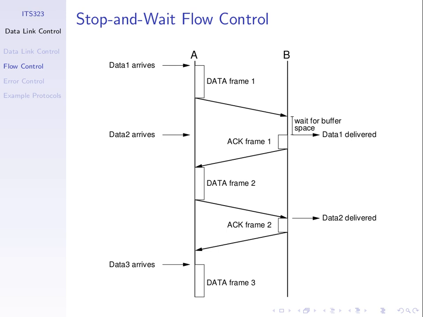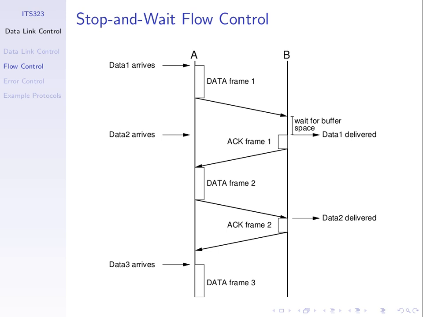In this example, B receives a frame. It's processing. It's got it stored in the buffer, in the memory. There's no more space to receive a new one yet. So it doesn't send an ACK yet. It waits until the data has been processed and delivered to the higher layer. And now there's more space in the buffer to receive the next frame.